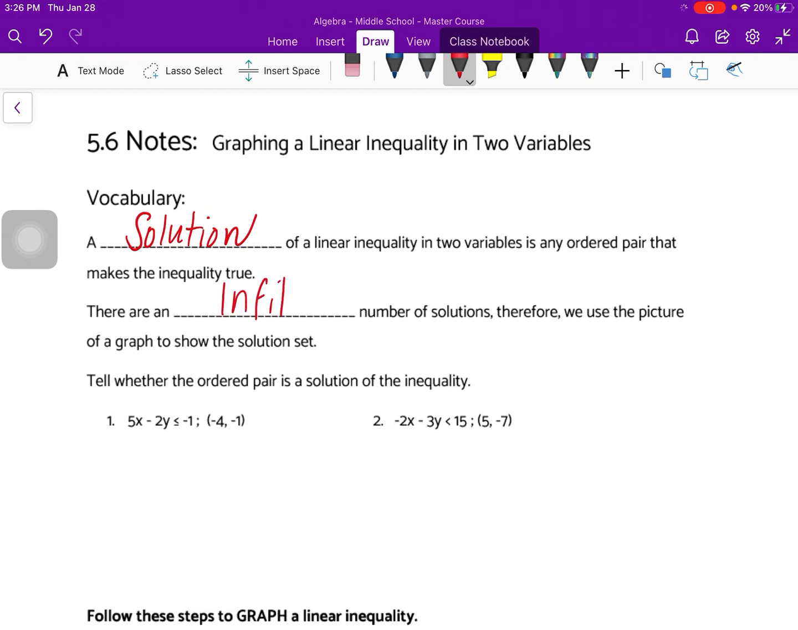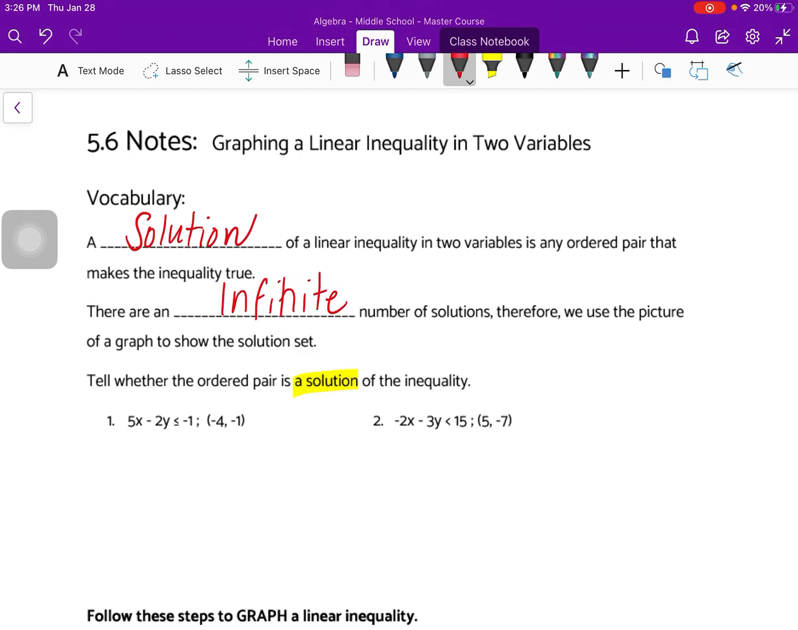That's our word that goes here. And we'll talk about this a little bit more as we work through this lesson. But because we have an infinite number of solutions, we have to show a picture of the graph as our solution set. So let's go ahead and get started. We're going to start again by going back to that vocabulary word solution. How do we know if something is a solution to the inequality? Well, just like with an equation, you have to plug it in and you test it.